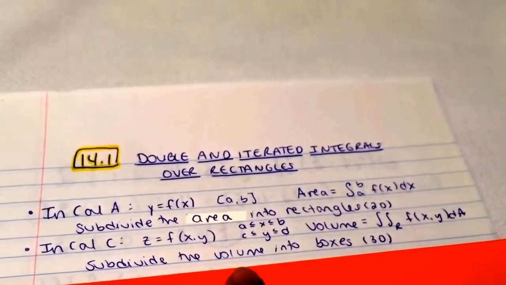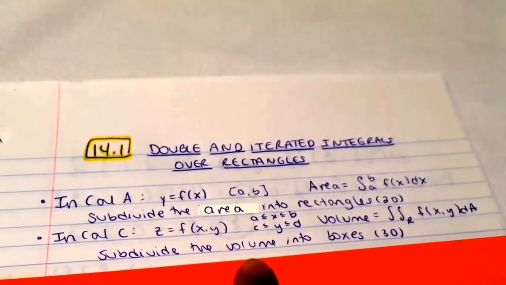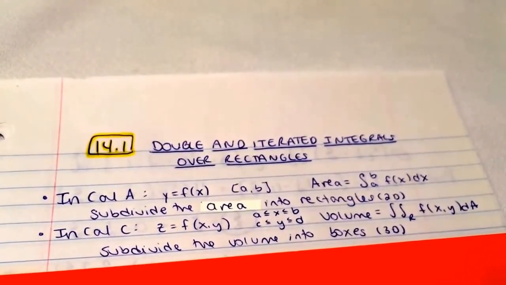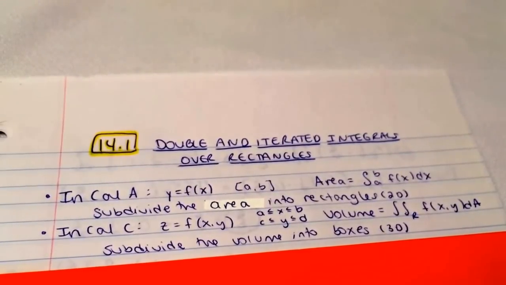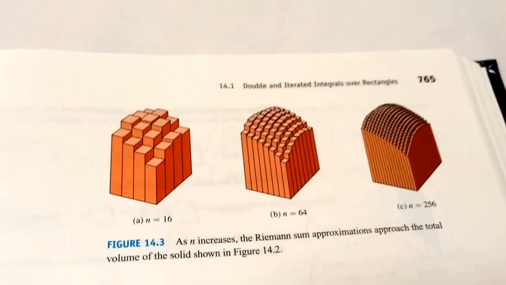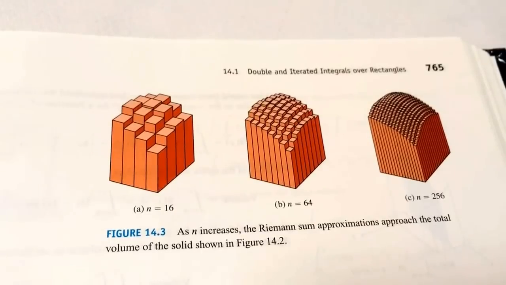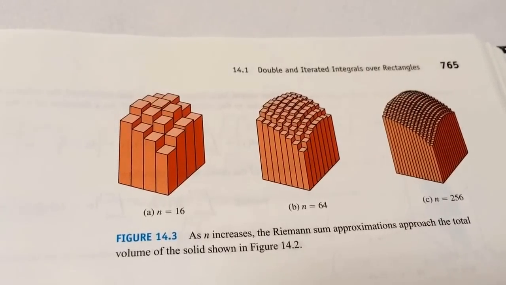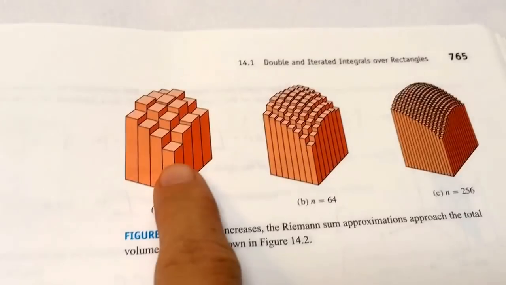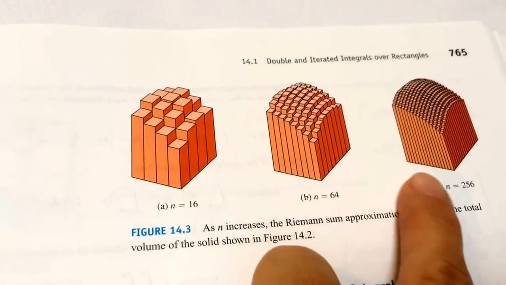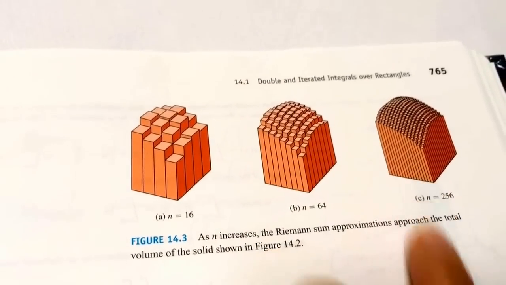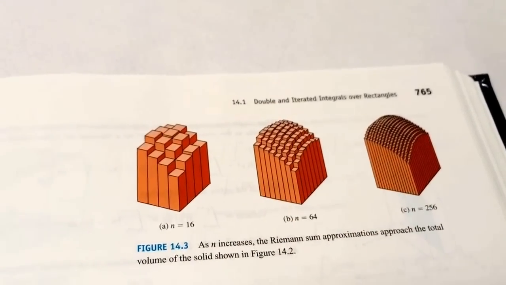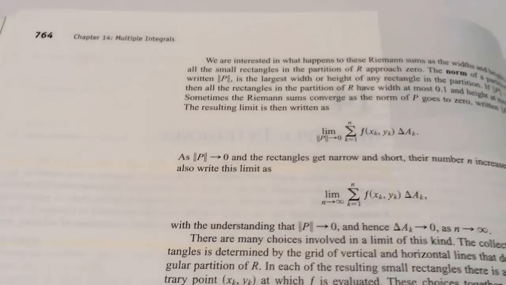So you're subdividing that volume into boxes that you can again compute the volume of, because volume is just length times width times height, and that's going to approximate the volume. So just like in Cal A, the more rectangles you use, the better the approximation. In Cal C, the more boxes you use, the better the approximation. So this doesn't do as good of a job approximating the volume as this one. So the more boxes you have, obviously, the better. So they talk here on page 764.